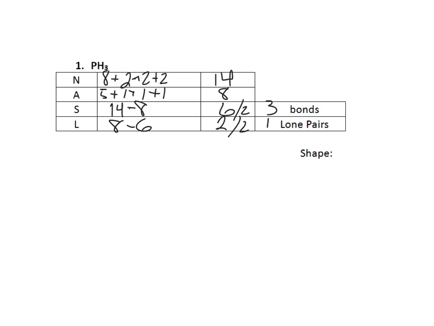Okay, so here we go. Here's all of our work. 3 bonds, 1 lone pair, so then we can start drawing our molecule. We got a P with 3 H's. Each of them have 1 bond. There's our 3 bonds, and 1 lone pair. We're good and happy. So let's look at our areas.